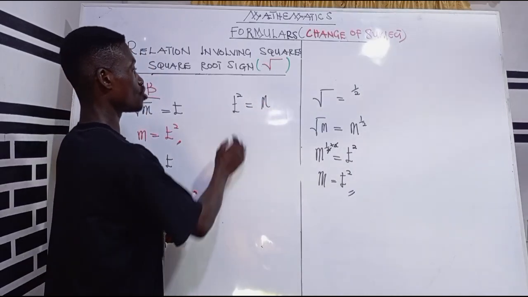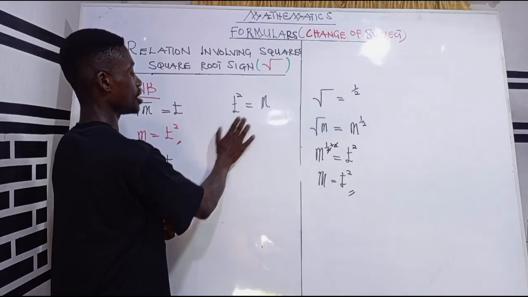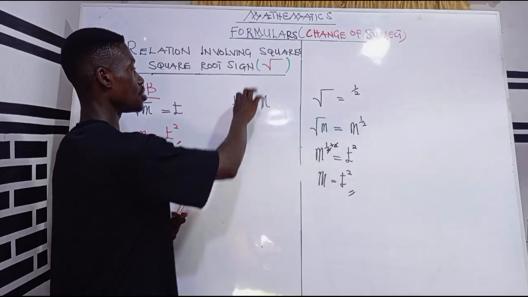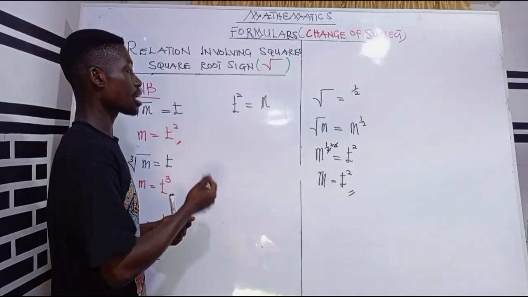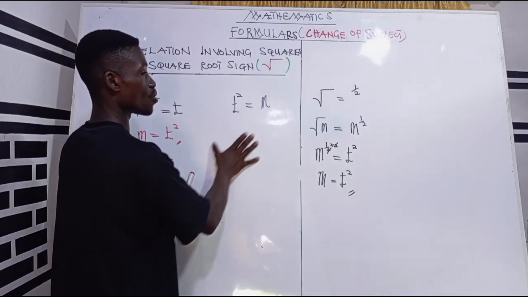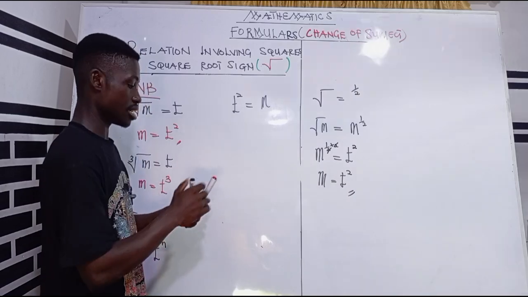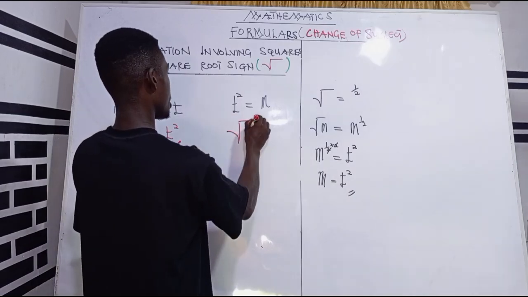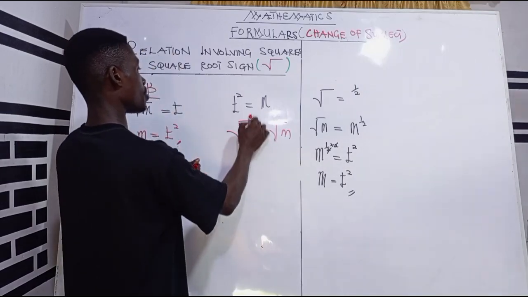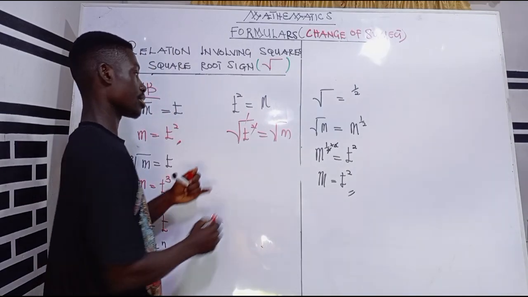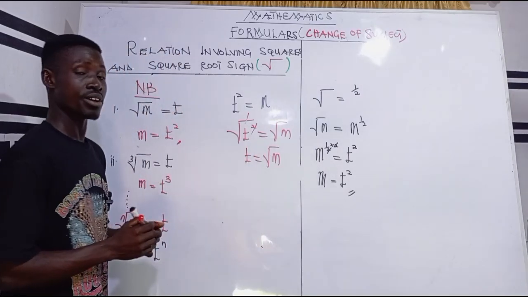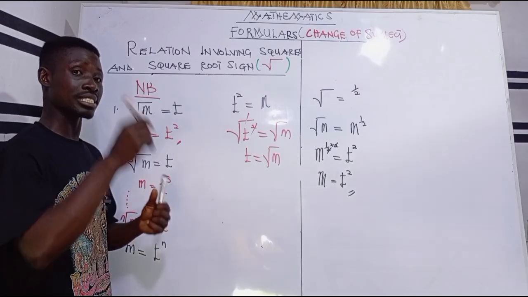Now our intention is to make t the subject of this equation, but realize that t is squared. So what must we do to take away the square? What we can do is take the square root on both sides of the equation, or we square both sides of the equation. So we are going to square both sides of the equation, so that this square will cancel the square root sign. We are left with t is equal to root of what? m. Very, very simple. So that is what I was saying earlier.